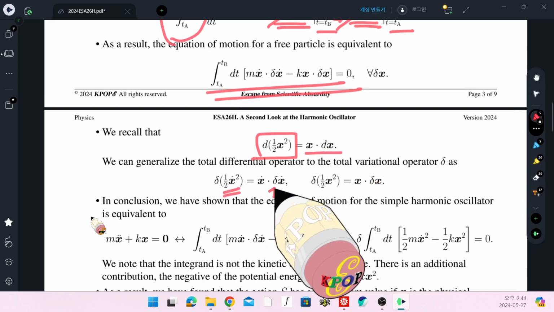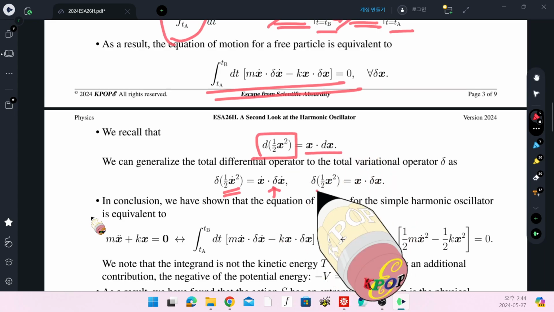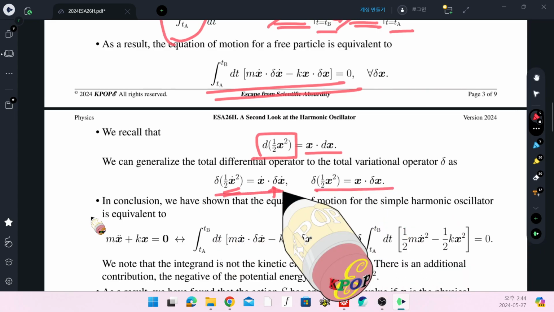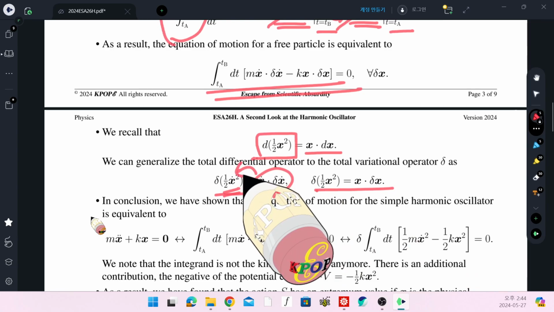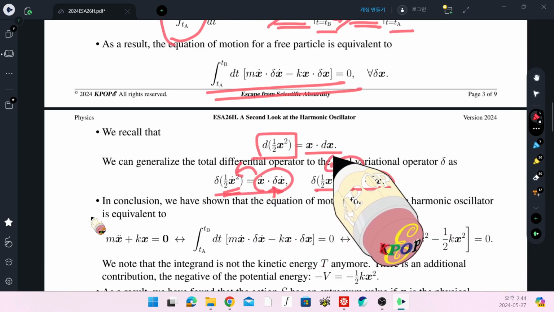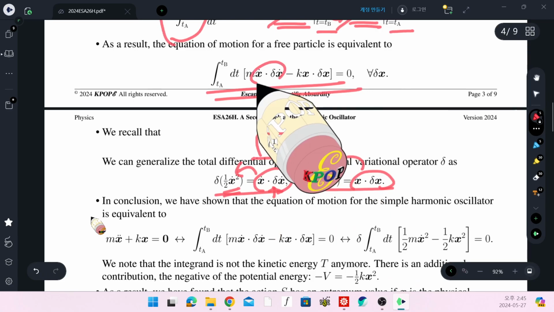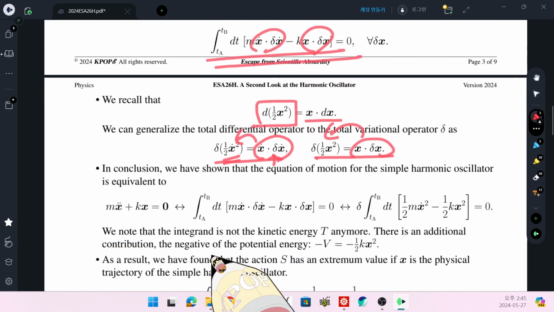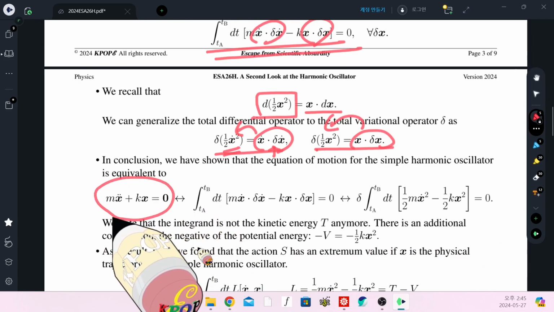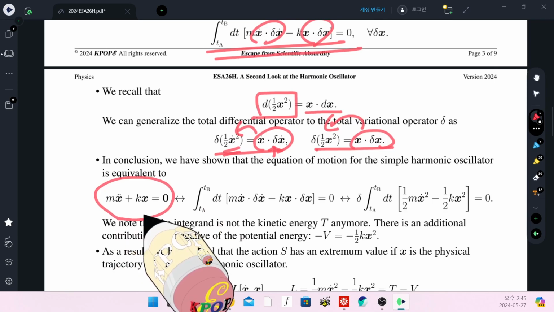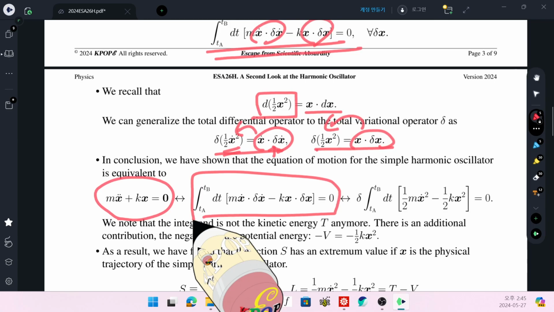Similarly, by replacing the differential operator d with the delta, now this one can be replaced with the left-hand side, and this guy can be replaced with the left-hand side. Substituting these values for these and these, we arrive at the point. We began with the equation of motion for the harmonic oscillator, and we arrived at this integral equation.